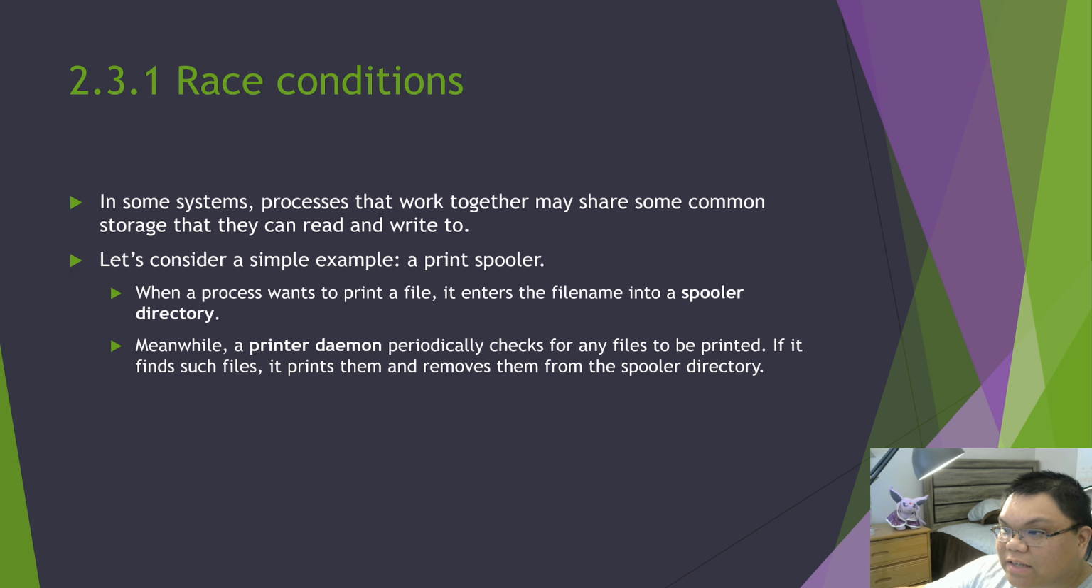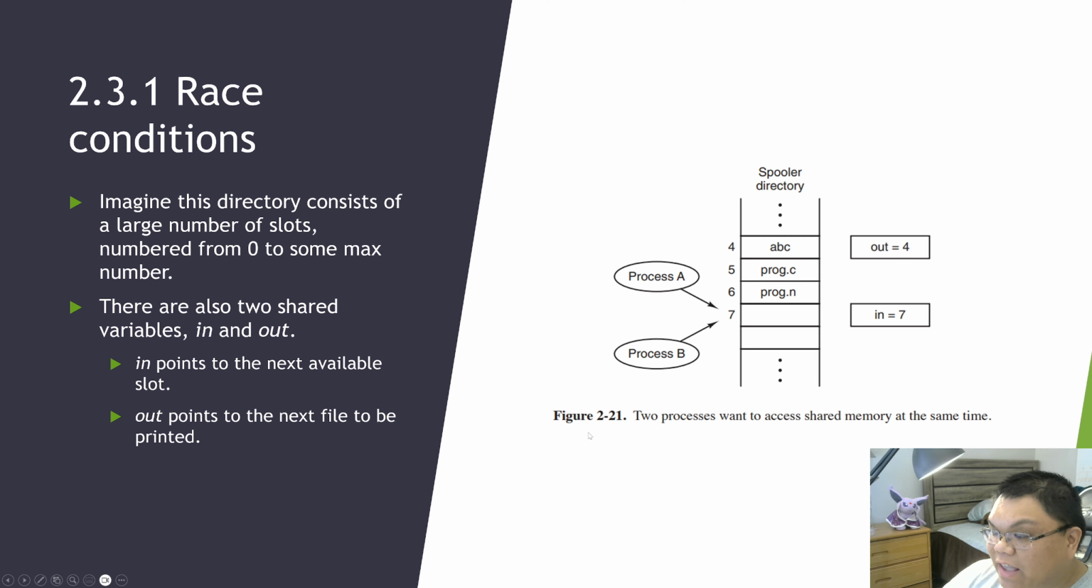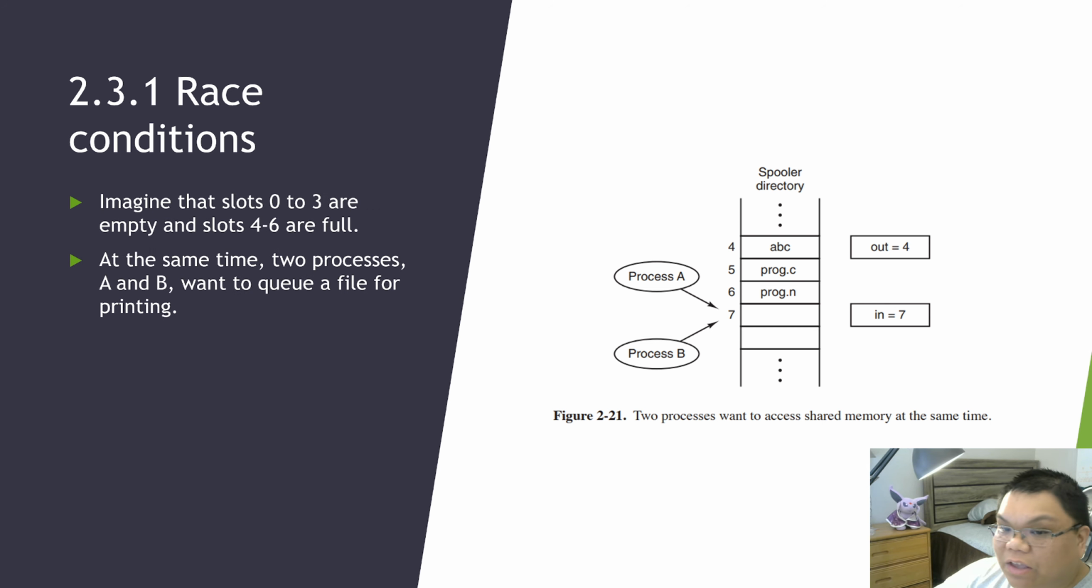In some systems, processes that work together may share some common storage that they can read and write to, and that can cause problems. Let's say we have a directory full of files to be printed, and periodically something called a printer daemon comes in, takes one of these files, and sends it to the printer. Let's say two processes want to write something into one of these slots in this so-called spooler directory. Process A comes in and reads the value of in, which says slot 7 is the next available slot.